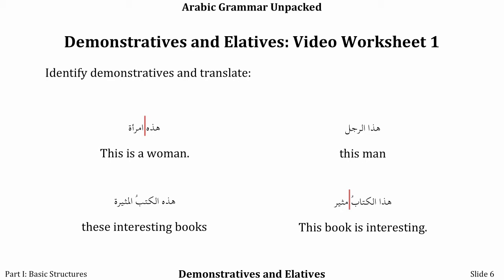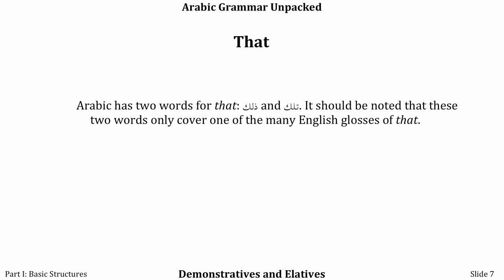So هذه doesn't just mean this, it means this or these. Try the word that. Arabic has two words for the that points at other things. ذلك, which like هذا and هذه, is sometimes written with a dagger alif in between thal and lam. And tilka, which looks almost the same, but is pronounced quite differently.